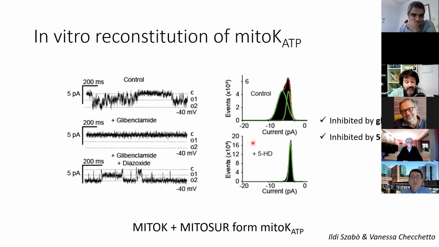And as to blockers, you can see here that both glibenclamide, so sulfonylureas, and 5-HD can block the channel. So the molecular complex made by MITOK and MITOSUR can recapitulate the main pharmacological features of what we know, what is intended to be the mitoK ATP.